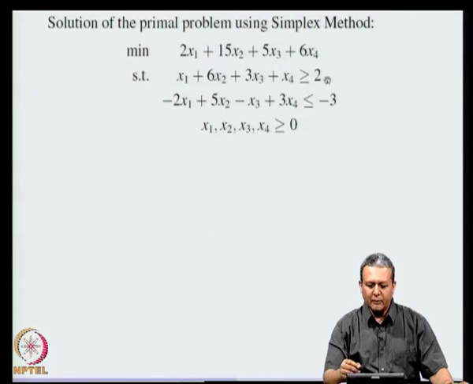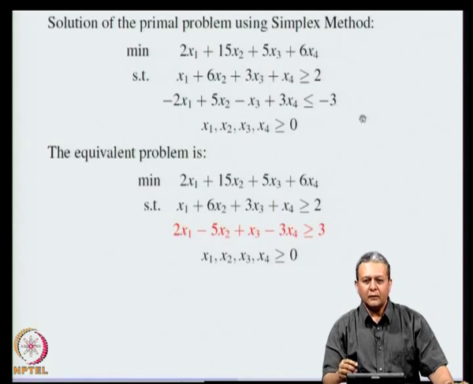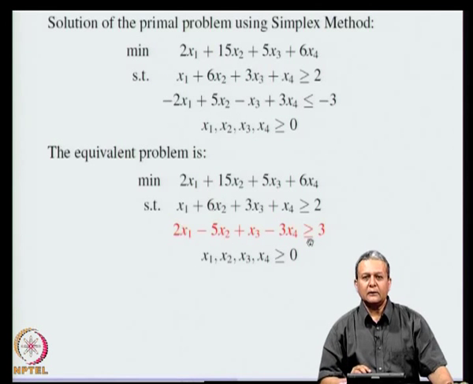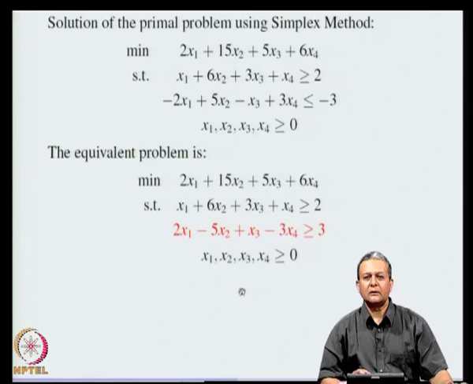Now, this primal problem has one constraint which has a negative value on the right hand side. So, to be consistent with our notation, we will convert this constraint into a form where the right hand side is positive. That is done by multiplying this constraint by -1, and now we are in a position to start using our simplex method.